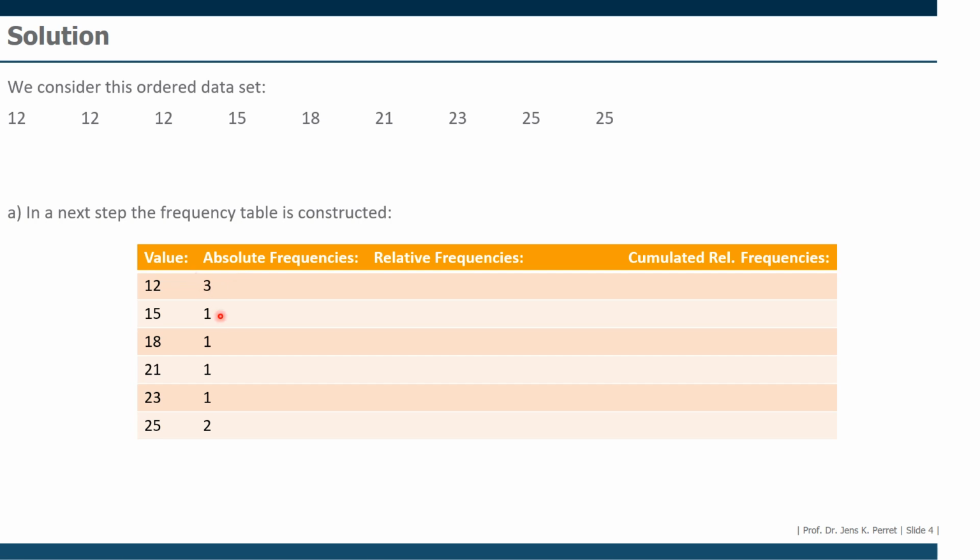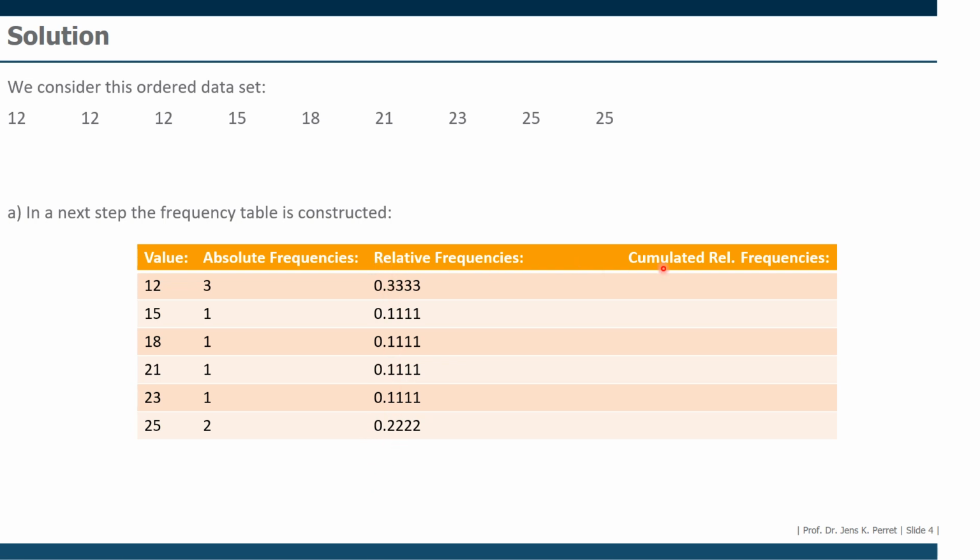Then I'm going to add up all the absolute frequencies, or more or less I'm calculating the number of observations, and I'm going to divide each of the absolute frequencies by the number of observations. So here I'm going to divide with the 9 observations, 3 by 9, 1 by 9, 1 by 9, and down here 2 by 9, giving me these relative frequencies.